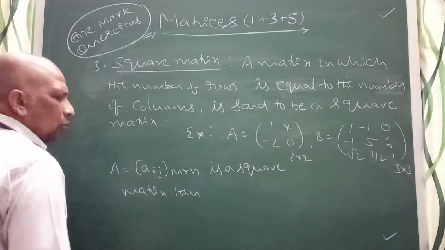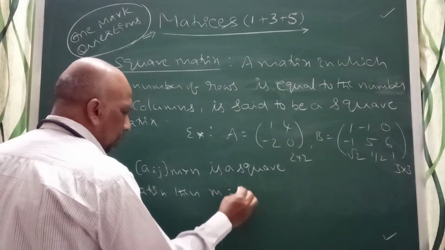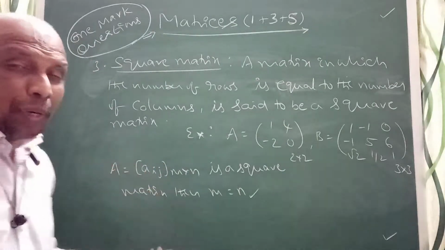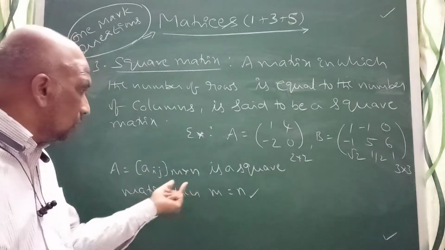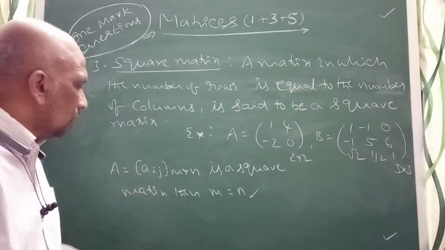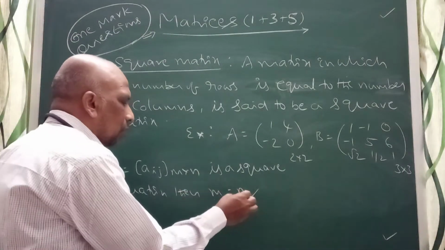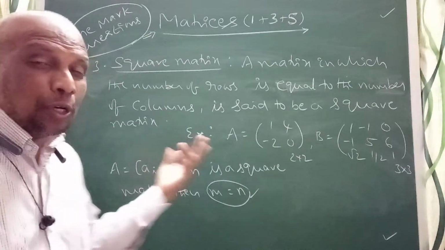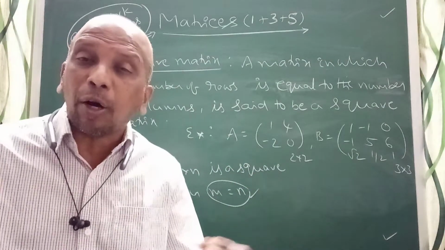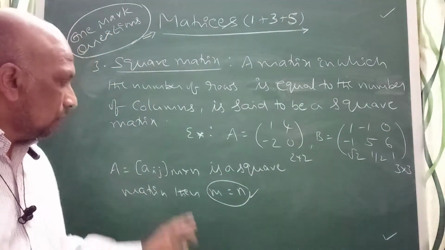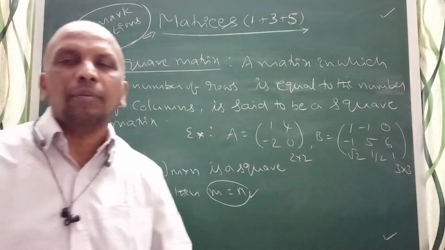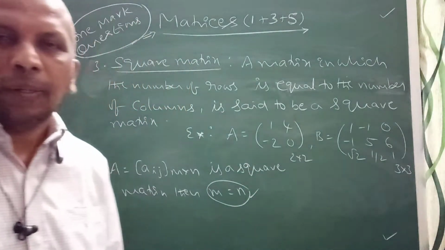Then what do you write? Then m is equal to n. I can also say the order is m by m. When this condition holds, it is a square matrix. Then I can also say it is a square matrix of order m or a square matrix of order n. If it is a square matrix, then definitely m should be equal to n.